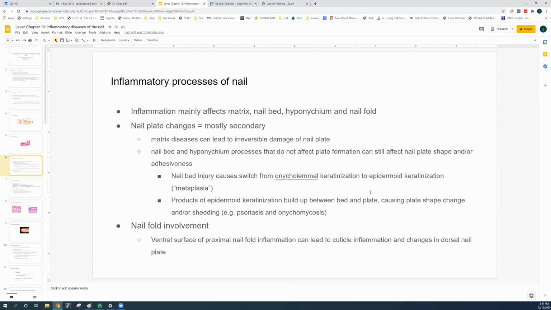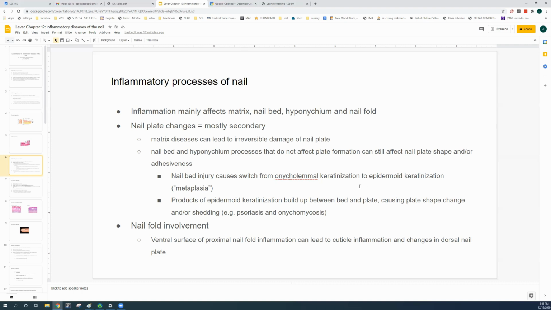So then you get the products of the epidermoid keratinization build up between the bed and the plate, and this causes the shape changes that we see in diseased nails. And it can also cause shedding, and we see this in psoriasis and onychomycosis, for example.